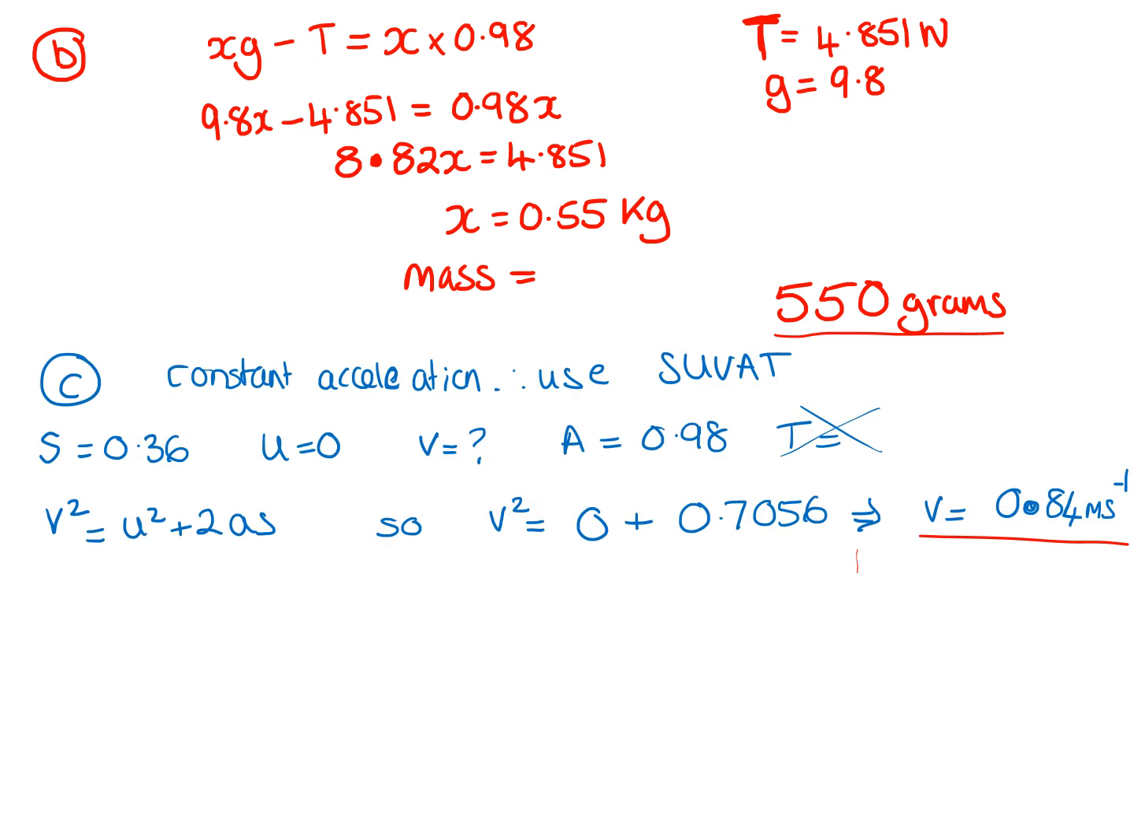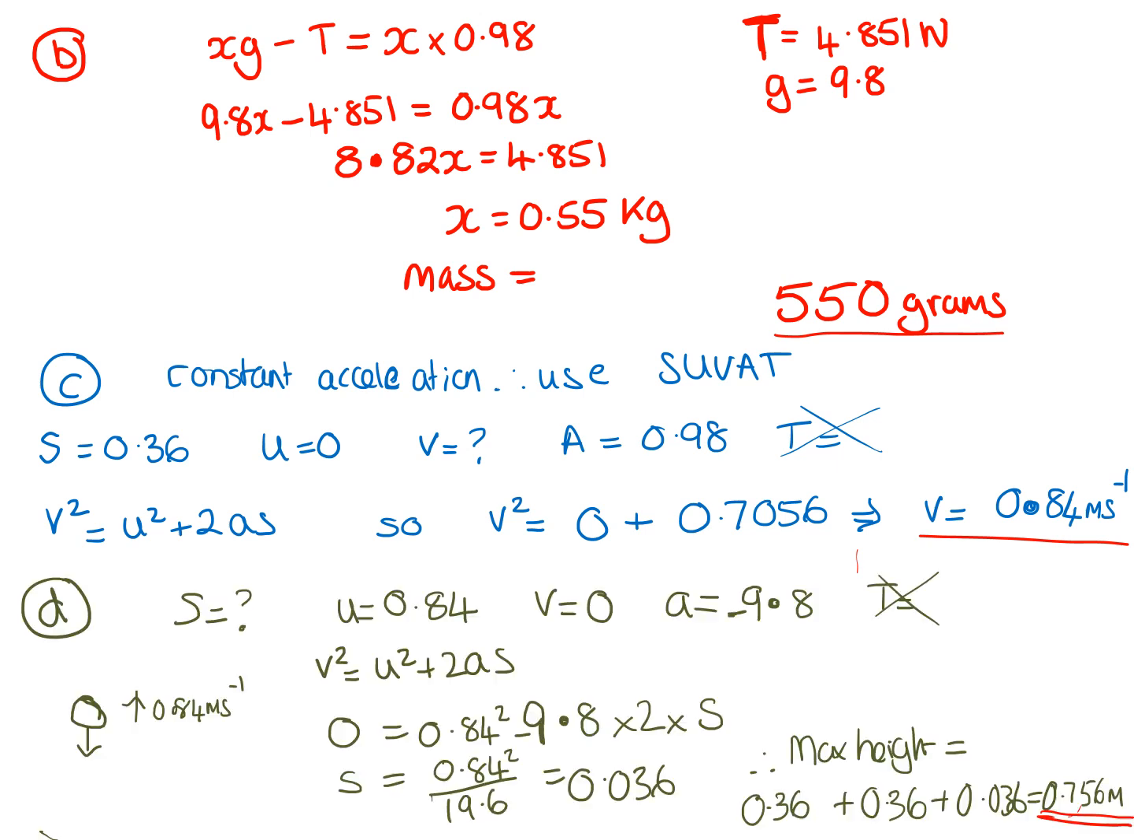And then part C said calculate the speed, so we're now in SUVAT. Starts from rest, so u was 0. What's v? So use an appropriate equation. And finally it was calculate the greatest height of the particle above the surface.